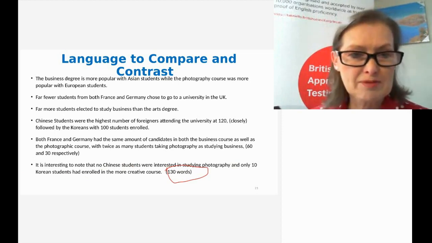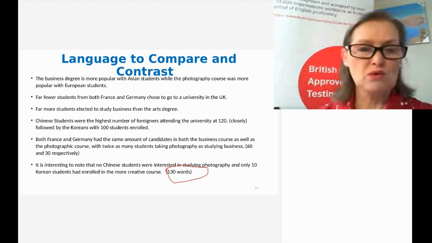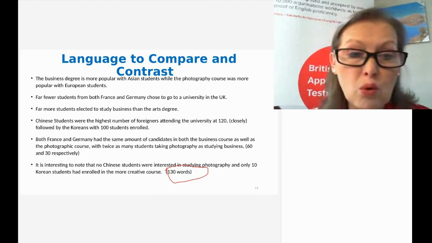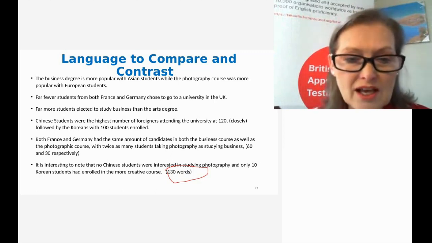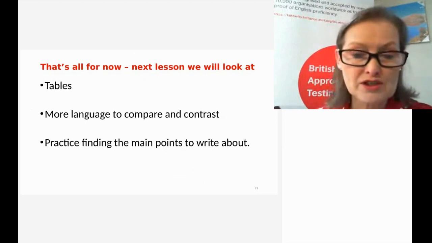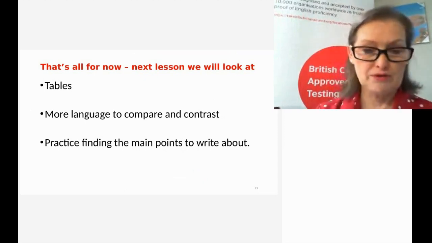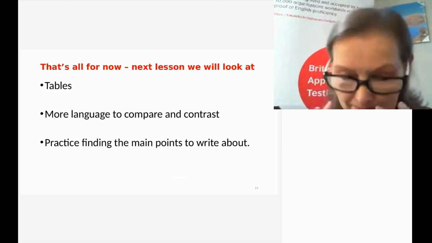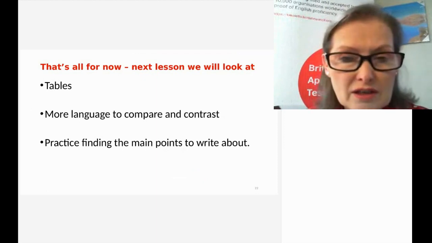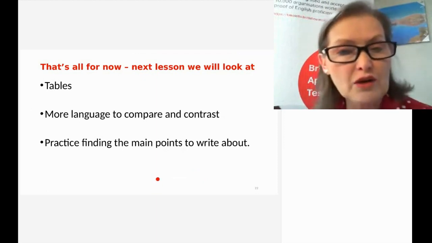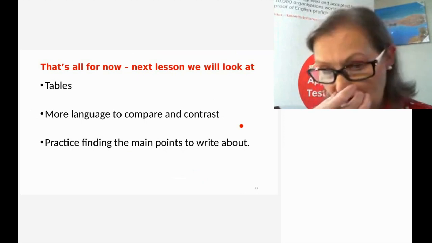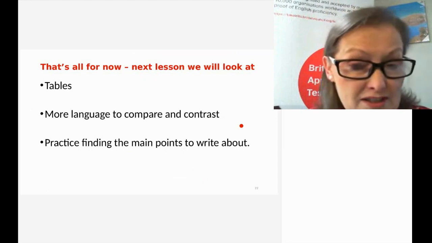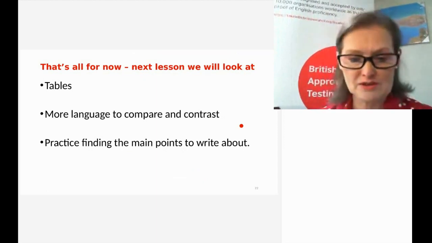I think that's about all for tonight. Yes, so that's all for now. And in the next lesson, we'll have a look at tables, and we'll do more language to compare and contrast. And we'll do more practice finding the main points to write about. And we'll probably have a look at both bar graphs and tables. Bar graphs and tables are very similar in how you handle information. Again, once again, looking for that highest followed by, and then on the other hand, or however, the lowest, and then looking for information that's similar and looking for something interesting to note.